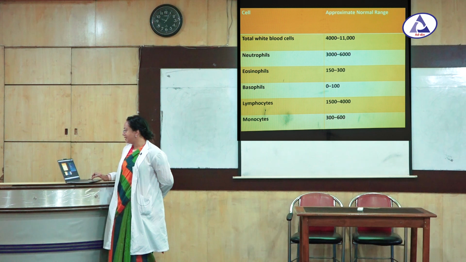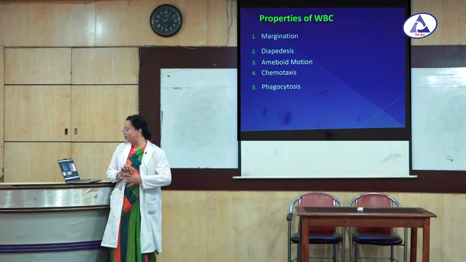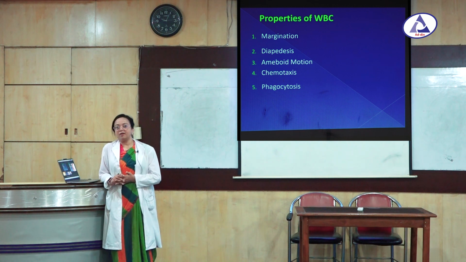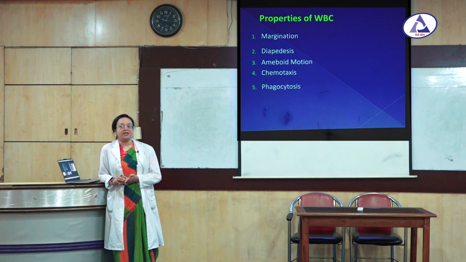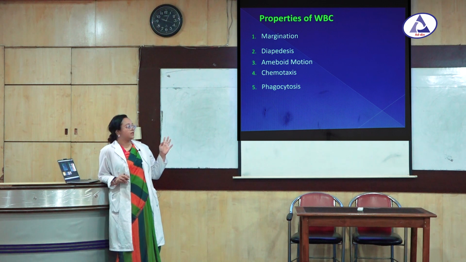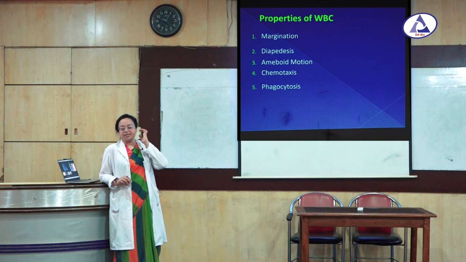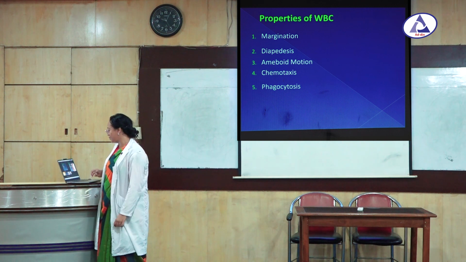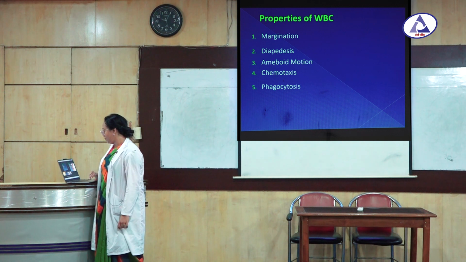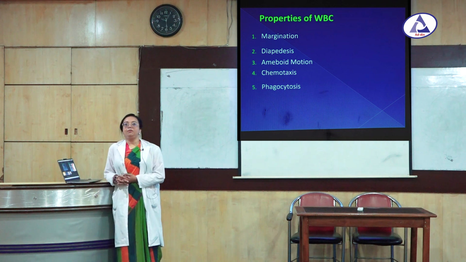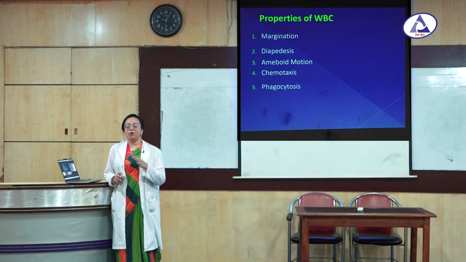Now WBC has some characteristics and we all need to know about this. So these are the properties of WBC. The properties are margination, diapedesis, amoeboid movement, chemotaxis and phagocytosis. We will know about the properties of the WBC one by one.